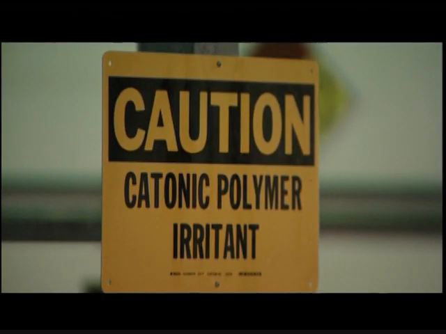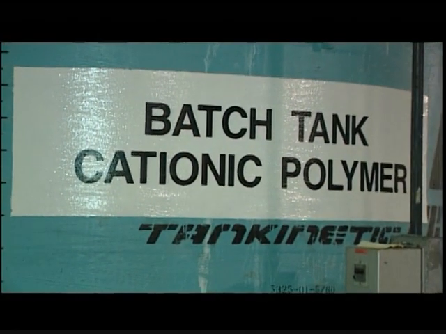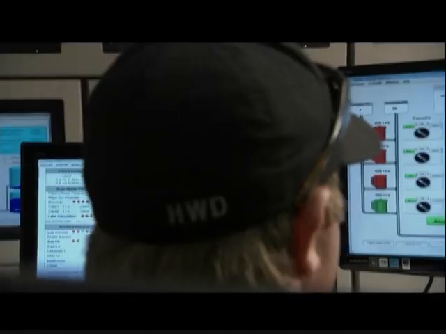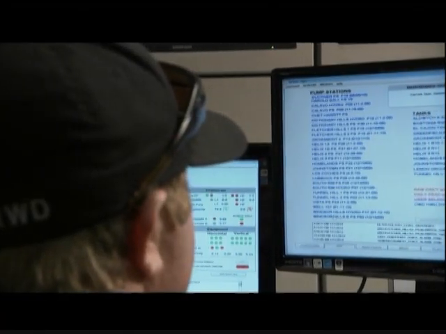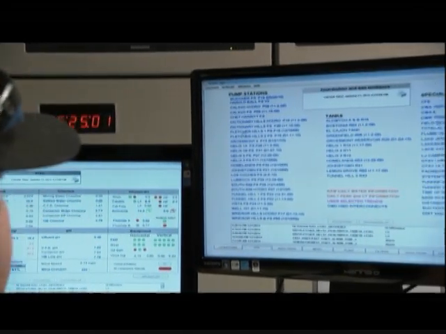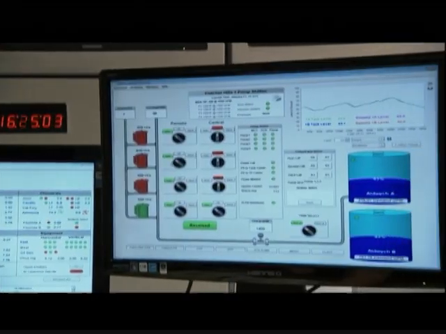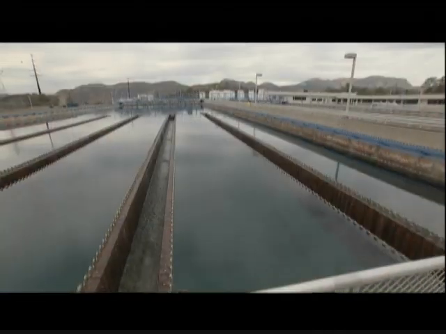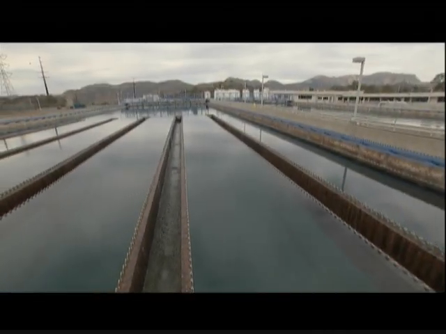Polymers are long chains of molecules that produce highly charged ions and help bind microfloc together into larger floc particles. They are very popular with operators because they are very effective and can be positive, negative, or neutrally charged, providing a great deal of flexibility in different circumstances.